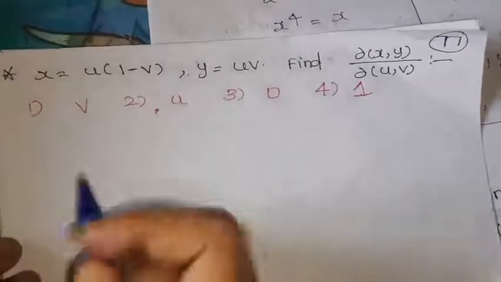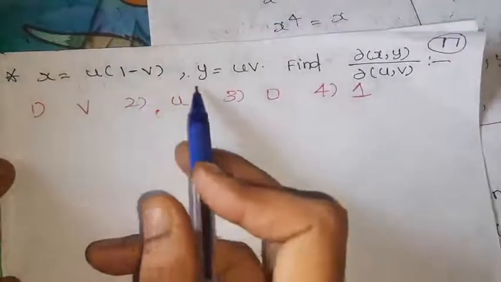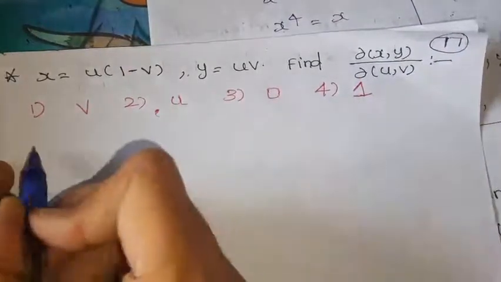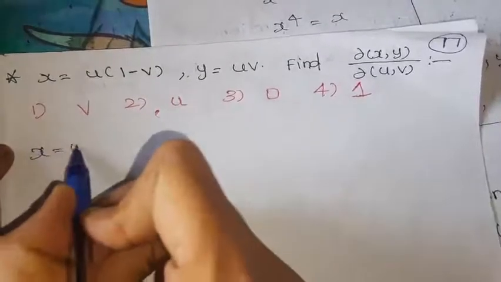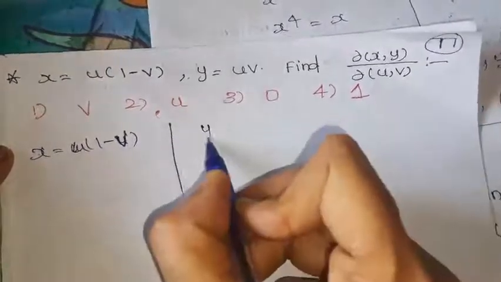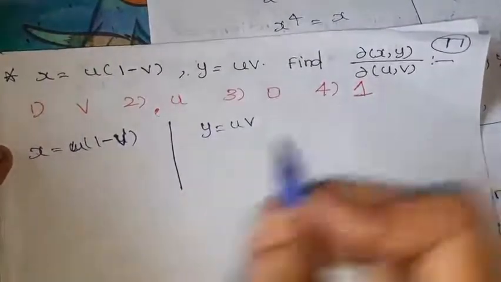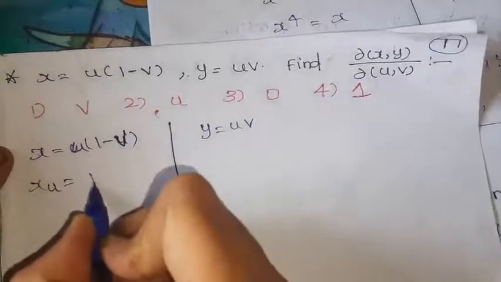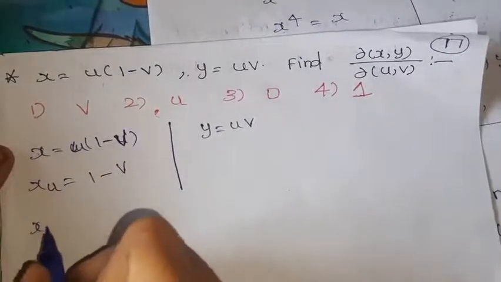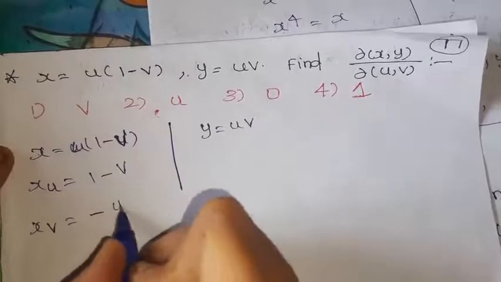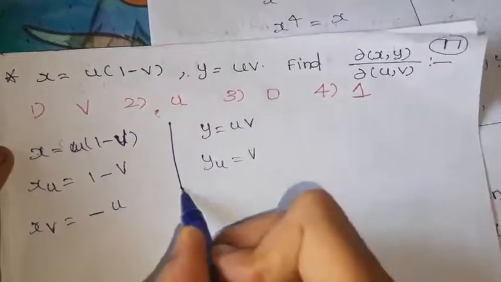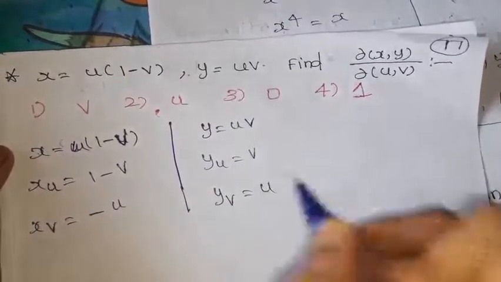Given x equal to u(1 minus v) and y equal to uv, find ∂(x,y)/∂(u,v). First, write down the x and y given in the question. Then partially differentiate: x_u is nothing but 1 minus v, x_v is minus u, then y_u equal to v, y_v equal to u.